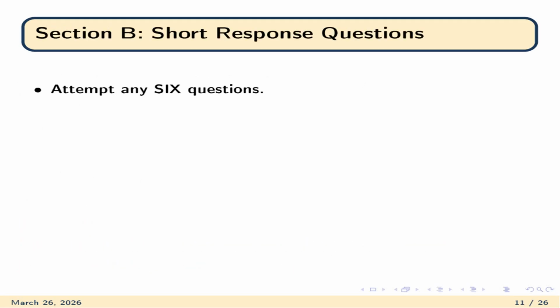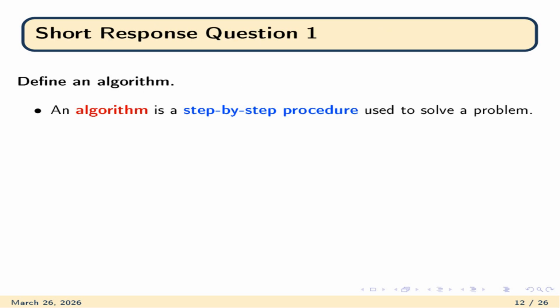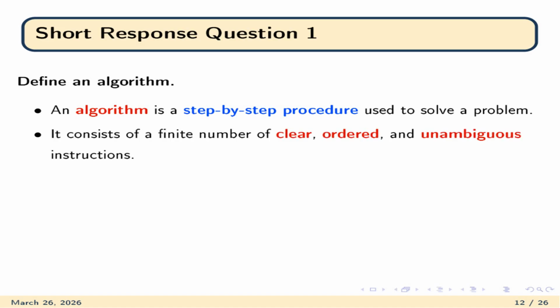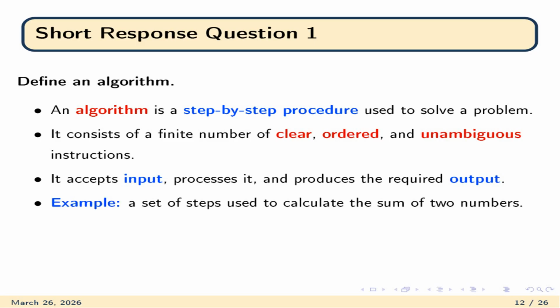Section B, short response questions. Attempt any 6 questions. Define an algorithm. An algorithm is a step-by-step procedure used to solve a problem. It consists of a finite number of clear, ordered, and unambiguous instructions. It accepts input, processes it, and produces the required output. Third point, example: a set of steps used to calculate the sum of two numbers.